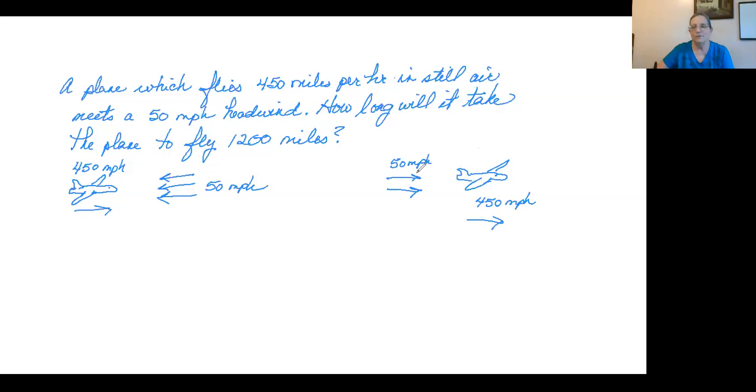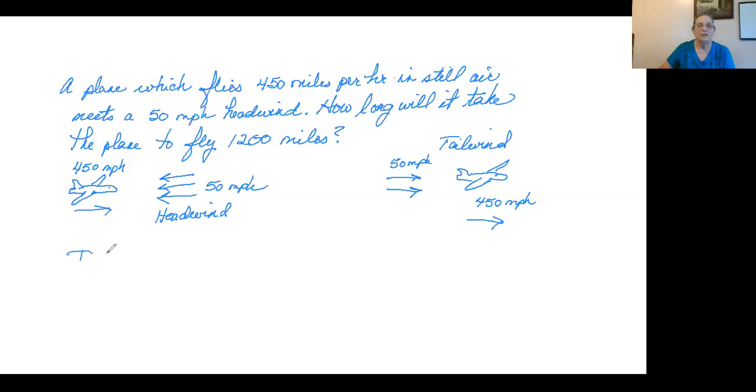If it's blowing into the tail, that would be considered a tailwind. If it's blowing into its face, basically, that's considered a headwind when it's blowing toward it. So a headwind is going to slow it down. A tailwind that's blowing in the same direction it's going is going to speed it up.